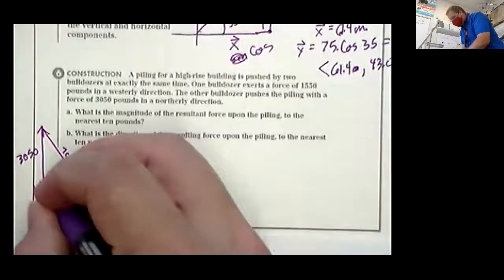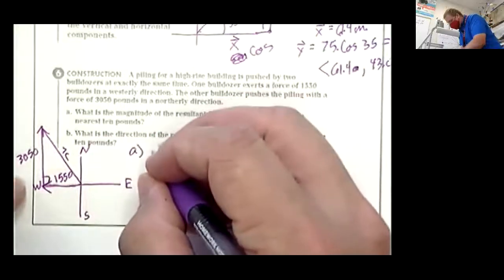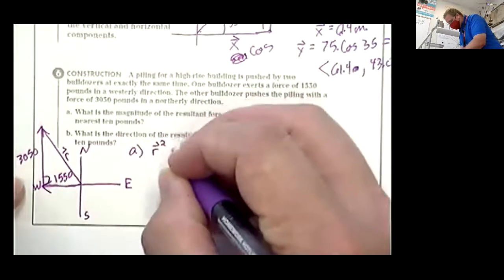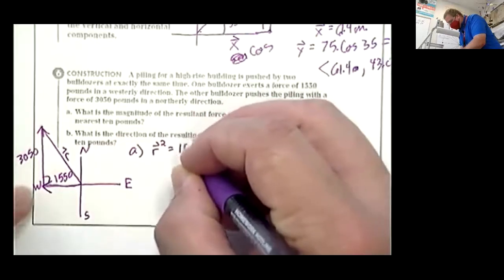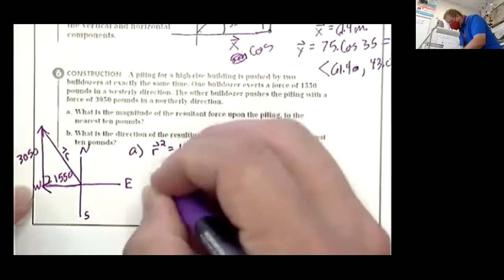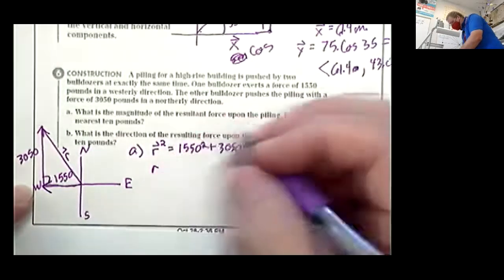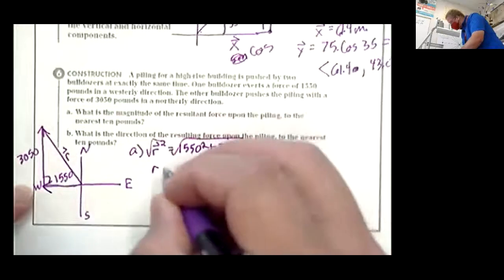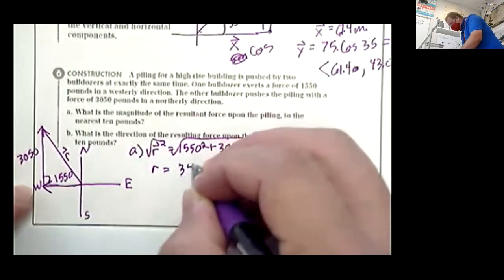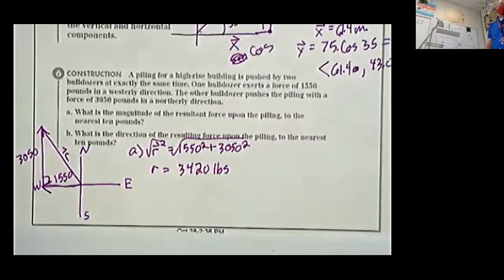Well, how are we going to do that? Well, the magnitude is simply Pythagorean theorem. So that's our r vector squared is equal to 1550 squared plus 3050 squared. If we square root both sides, then we should get about 3,420 pounds of force. In what direction? That's part B.